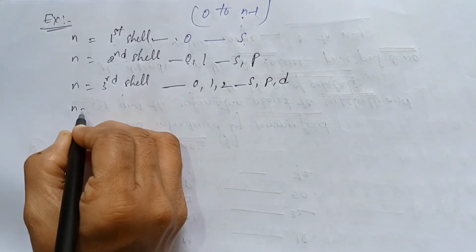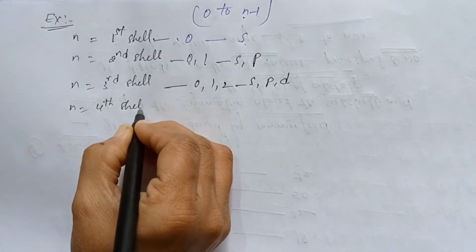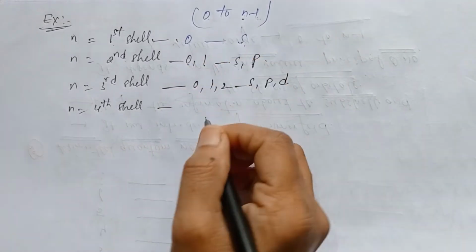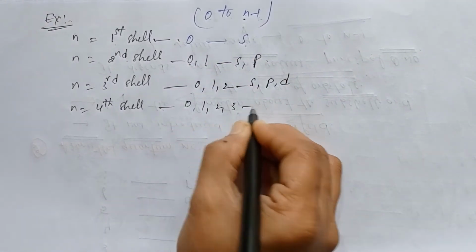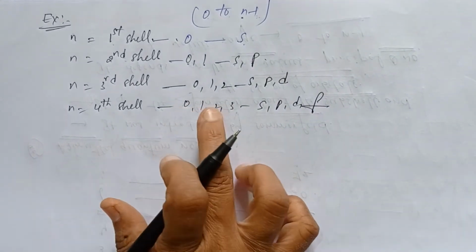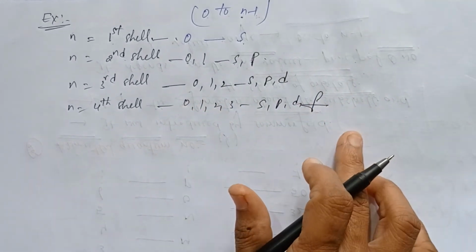Okay, now I am taking n is equal to the fourth shell. N equal to 4, substitute 4 minus 1, that is 3. 0 to 3 means 0, 1, 2, 3. That means S, P, D, F. Are you clear? S, P, D, F. 4 subshells you will get.